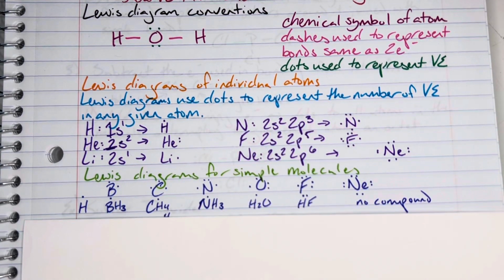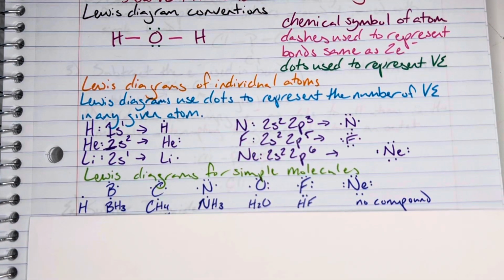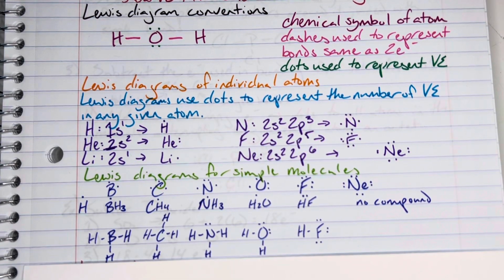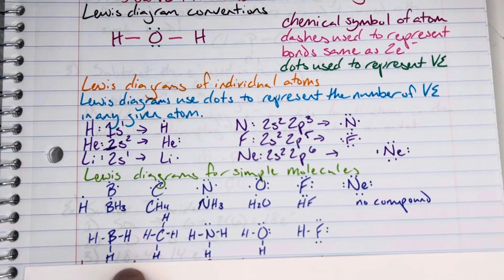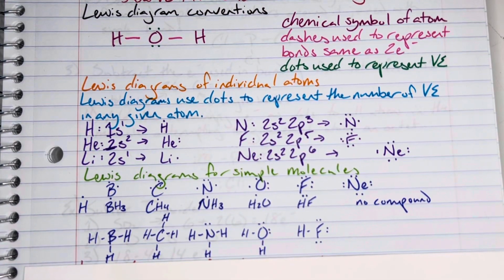For simple molecules, hydrogen bonded with boron, carbon, nitrogen, oxygen, fluorine, and neon, we will end up looking something like this. So hydrogen with boron. Boron only has 6, so we're just going to have 3 hydrogens bonded, no lone pairs on the boron. Carbon, we had 4 lonely electrons with 4 hydrogens, so 1 bond each. Nitrogen, we had 3 lonely electrons, 1 lone pair, and so we formed 3 bonds, 1 lone pair.